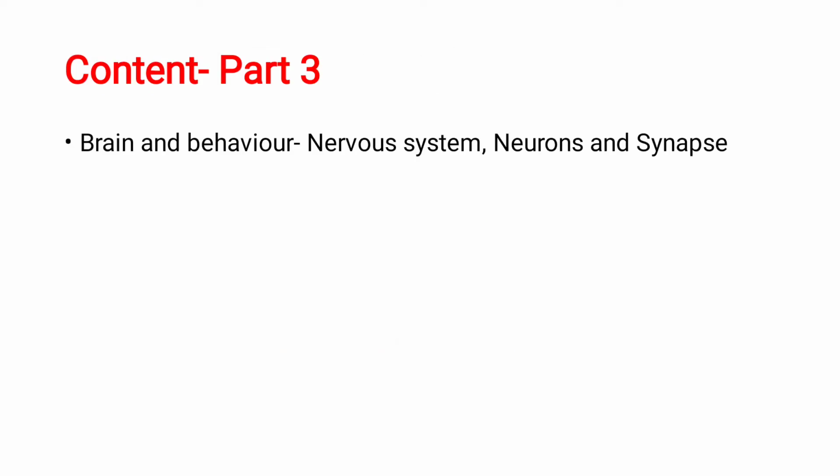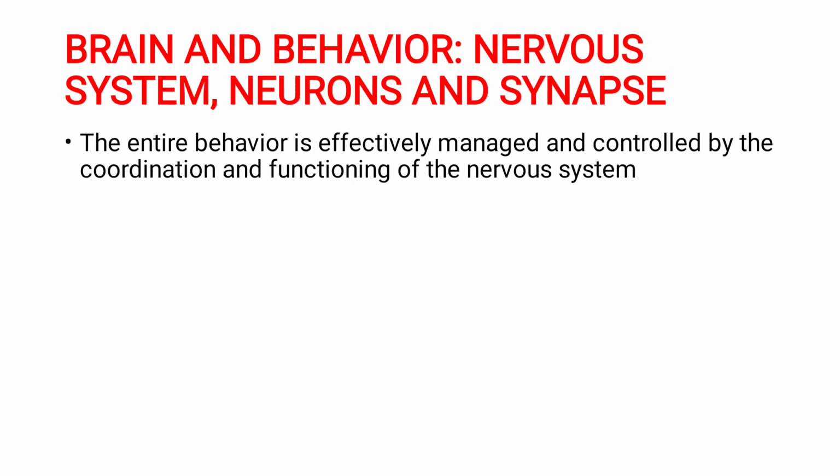Let's move on to the contents we are going to discuss in this video. Brain and behavior. Under this we are going to deal with nervous system, neurons and synapse. Nervous system will be dealt with separately in my next video. Under nervous system itself you have neurons and neurotransmitters, but that will be discussed in this video. So: brain and behavior, nervous system, neurons and synapse.